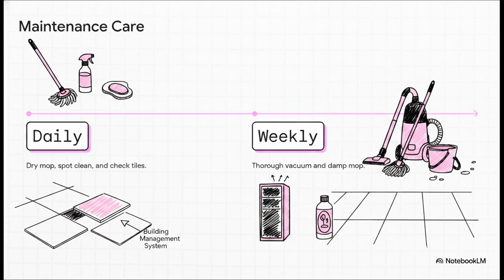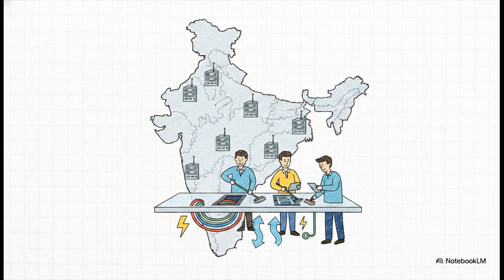Then, weekly care steps it up a notch. It requires a really thorough vacuuming with a suitable machine, followed by a damp mop across the entire floor using the correct agent. Now, managing these exact tolerances at a massive scale requires incredibly high operational standards.